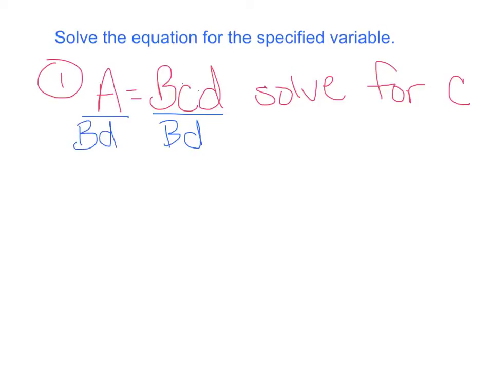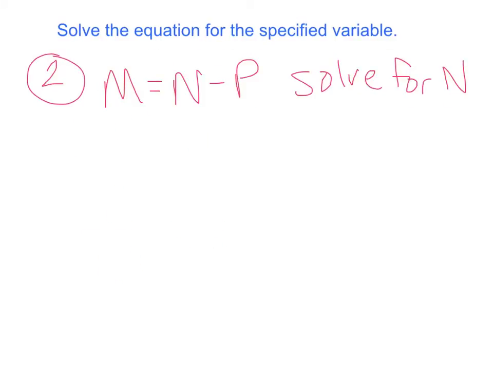Now, because these are just letters, we can't actually do anything with it, so we leave it as A over BD. And now the B's are gone, the D's are gone, and you're left with just C. So once you have the variable that they asked for by itself, you're done. Let's try another. Number 2, solve the equation for the specified variable.